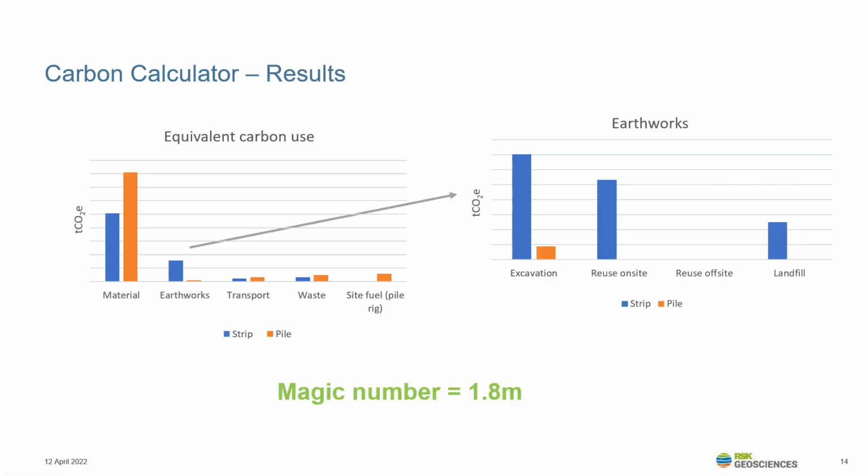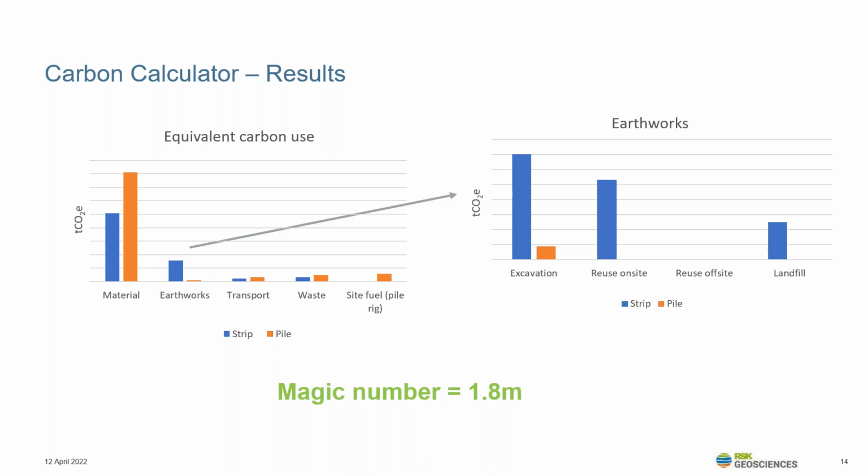So here are the results of the carbon calculator for this site. They indicate that the use of the 1.5 metre deep strip foundations, compared to piled foundations across the site, saves approximately a third of carbon emissions for the foundations. As you can see from the graph, the majority of the carbon emissions are from the material used for the foundation and for the earthworks.